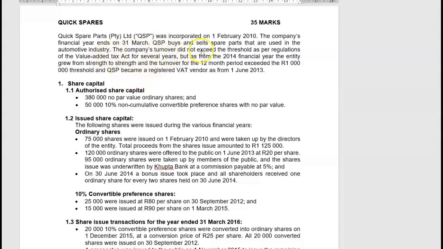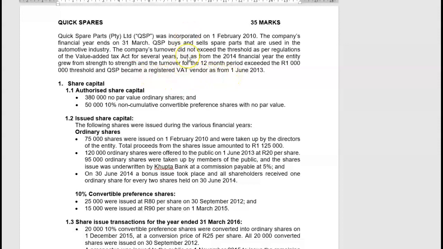The company's turnover did not exceed the threshold as per the regulations of the VAT Act for several years, but as from the 2014 financial year, the entity grew from strength to strength, and the turnover for the 12th month exceeded the 1 million rand threshold, and QSP became a registered VAT vendor.